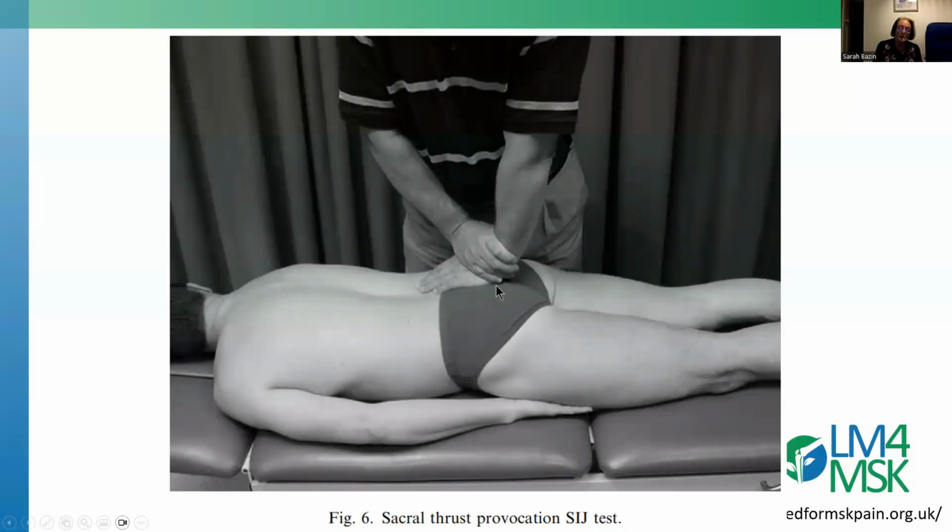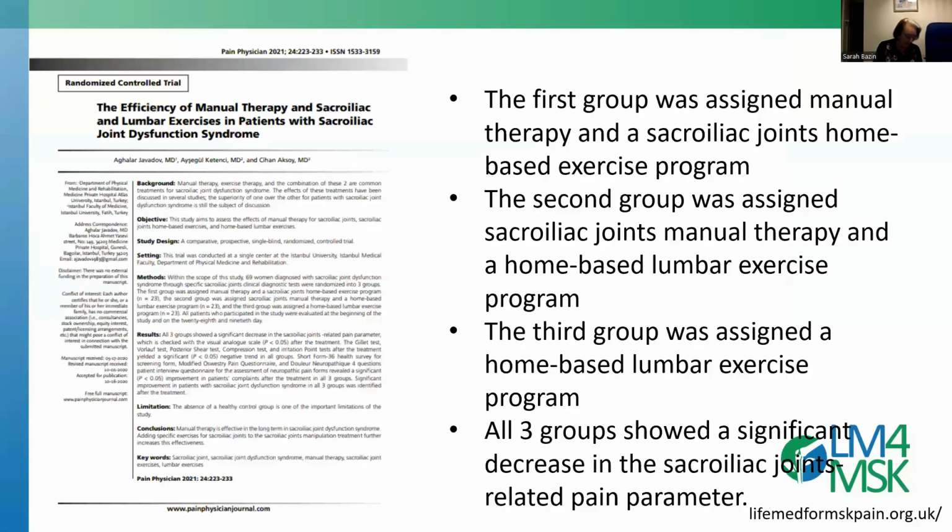So you take the heel of your hand and put it over the sacrum, and then you give a downward thrust. If the SI joint, which is on either side, is painful, they will point to that particular side and say, yes, this is painful. Again, what are the potential treatments for sacroiliac joint?